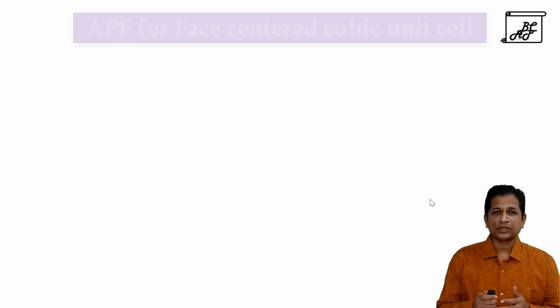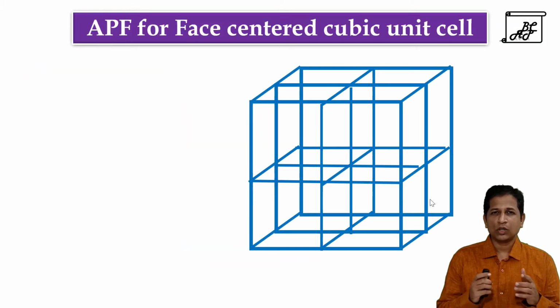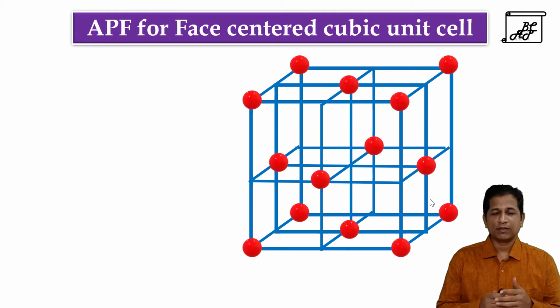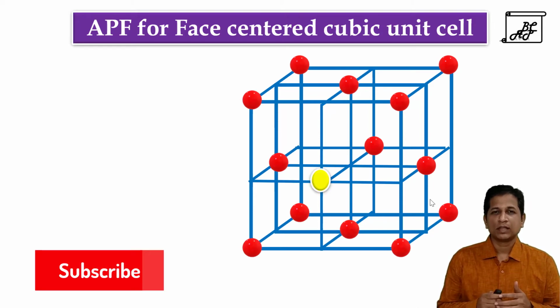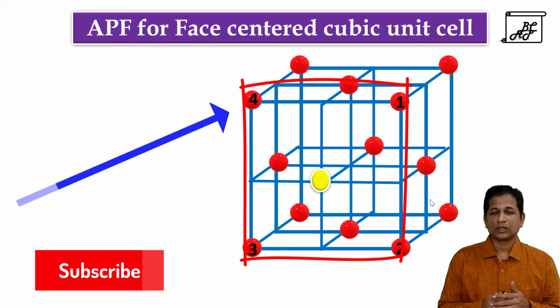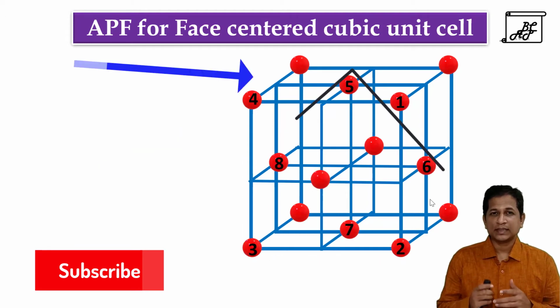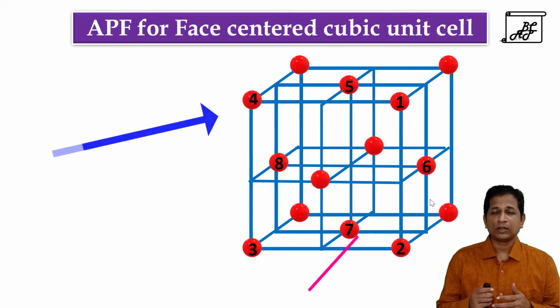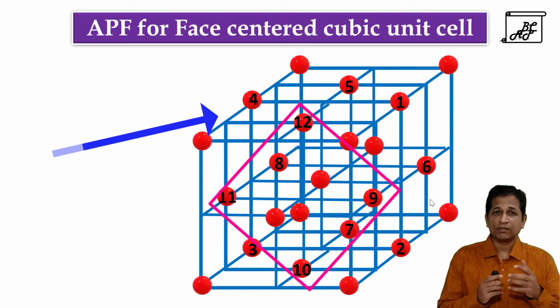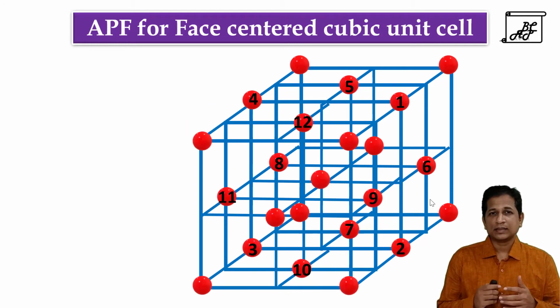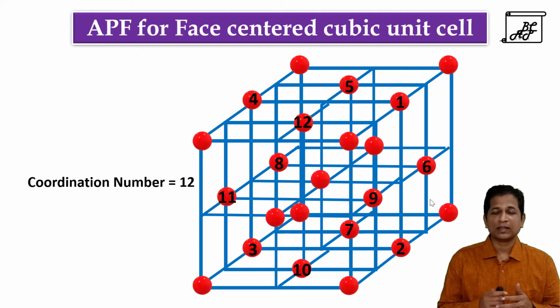Let's understand this structure in detail. Let's draw a cube and there are atoms at the corner and atoms at the center of the face. If you consider this atom at the center of the face, it is touching 4 atoms at the corner, 4 atoms at the center of the face, and 4 atoms at the center of the face of the neighboring unit cell. Thus, it is touching a total of 12 atoms. The coordination number is 12.